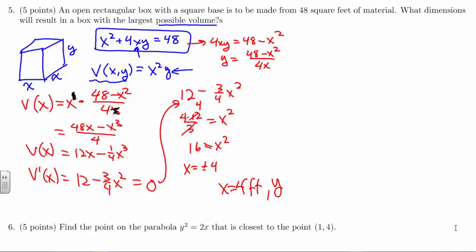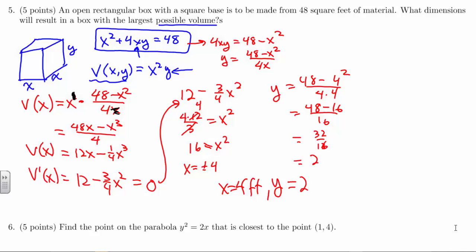And what about our y dimension? Plug it back into this one. So y is equal to 48 minus 4 squared over 4 times 4. That's 48 minus 16 over 16. That's 32 over 16. That is 2. And I think that's it. How's that? All right. Let's close that recording.